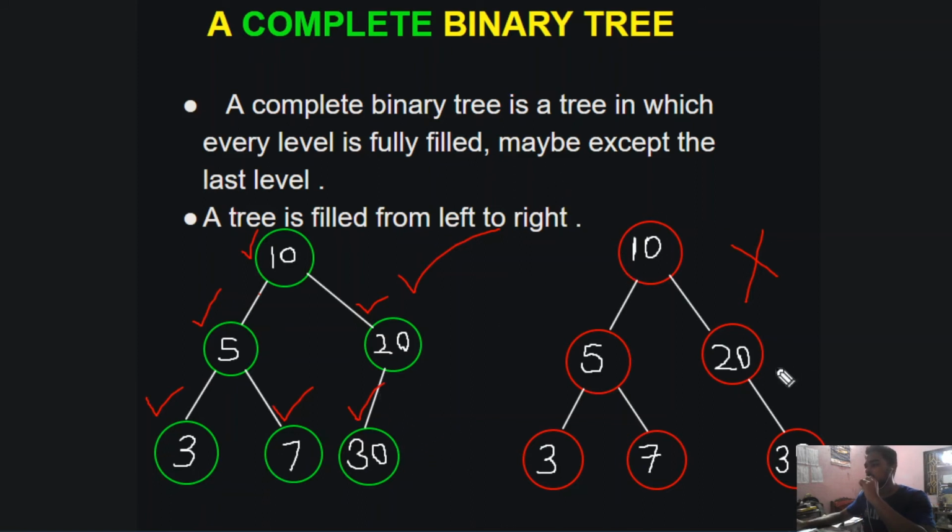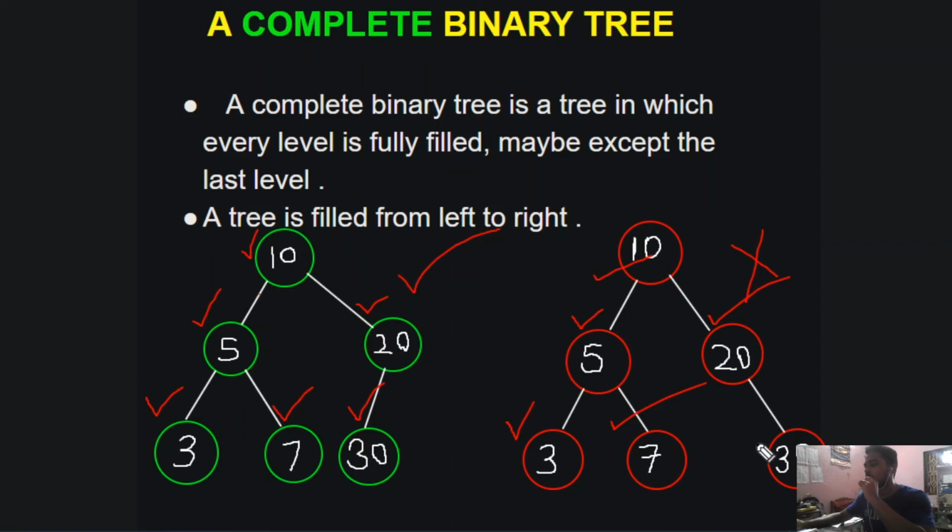But if we see this diagram, this tree, here 10 is filled, then 5 is filled, okay, we are going right. 20 is filled, right. 3 is filled, 7 is filled, right. But here it is the last level, and there is something missing here, right? And then we have also filled 30, but if we hadn't filled 30, then it would be considered a complete binary tree.